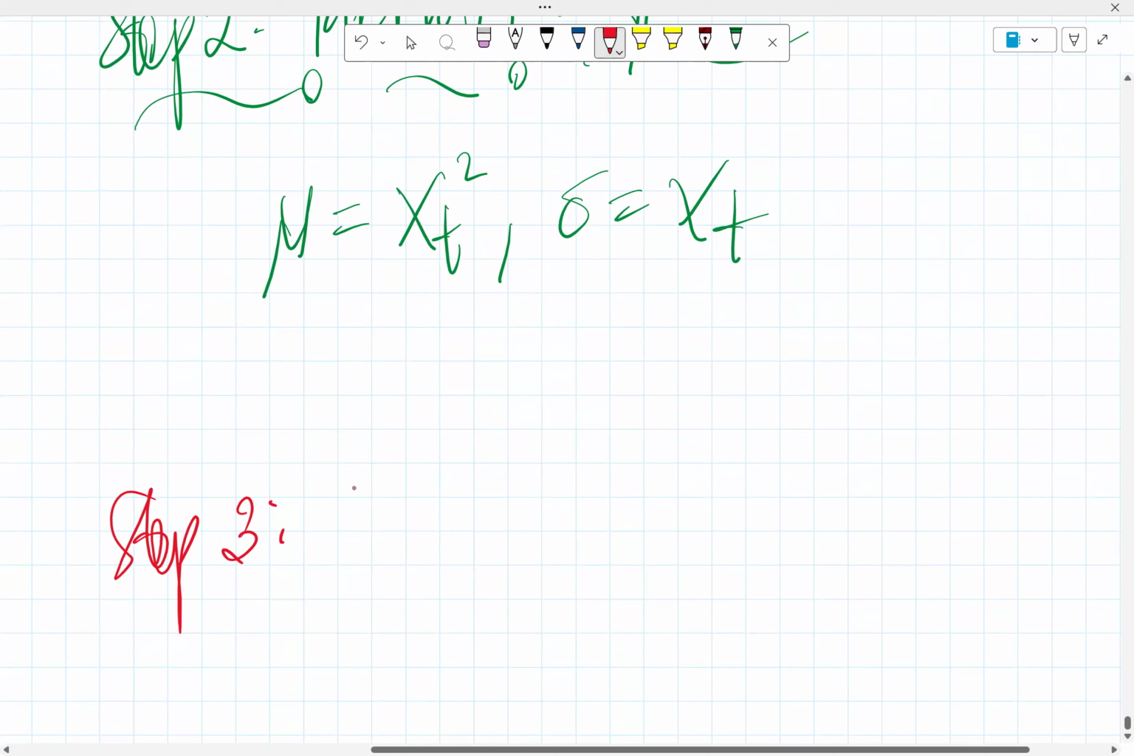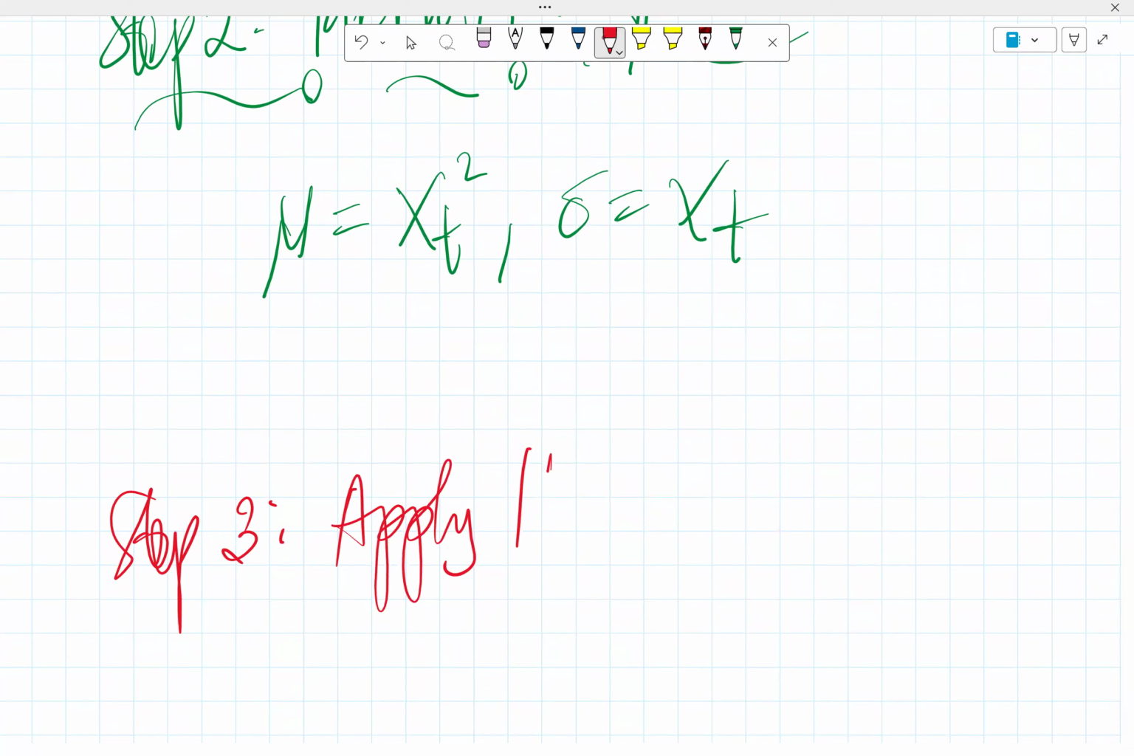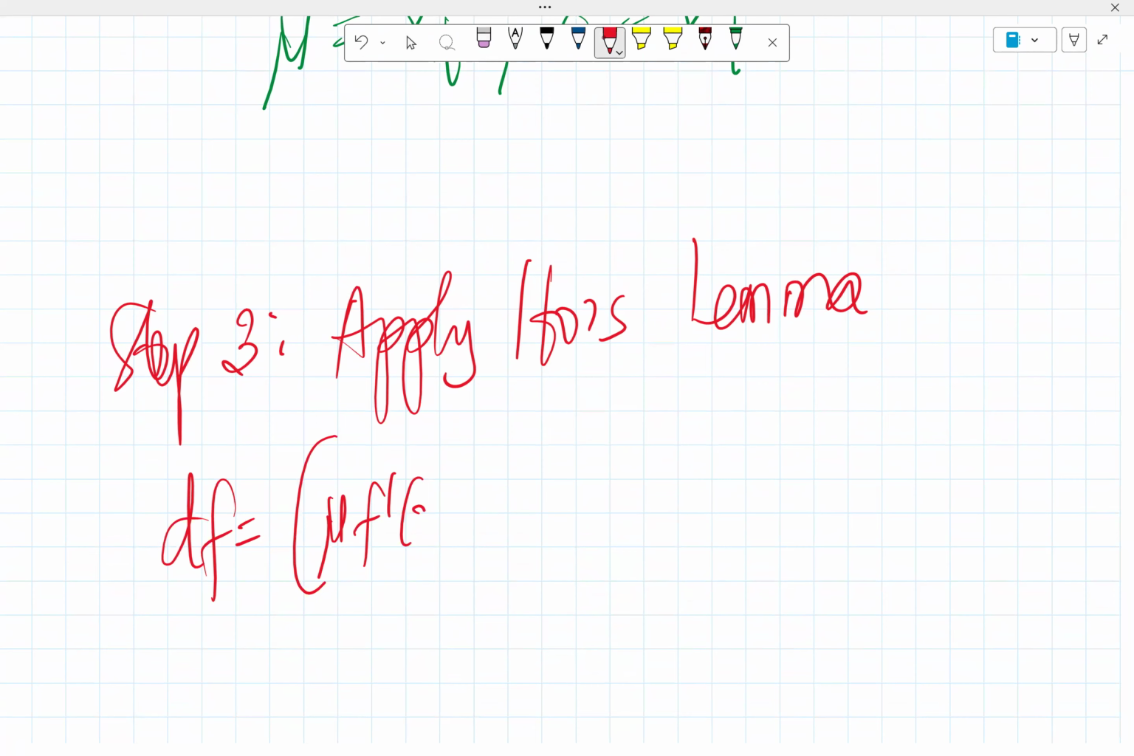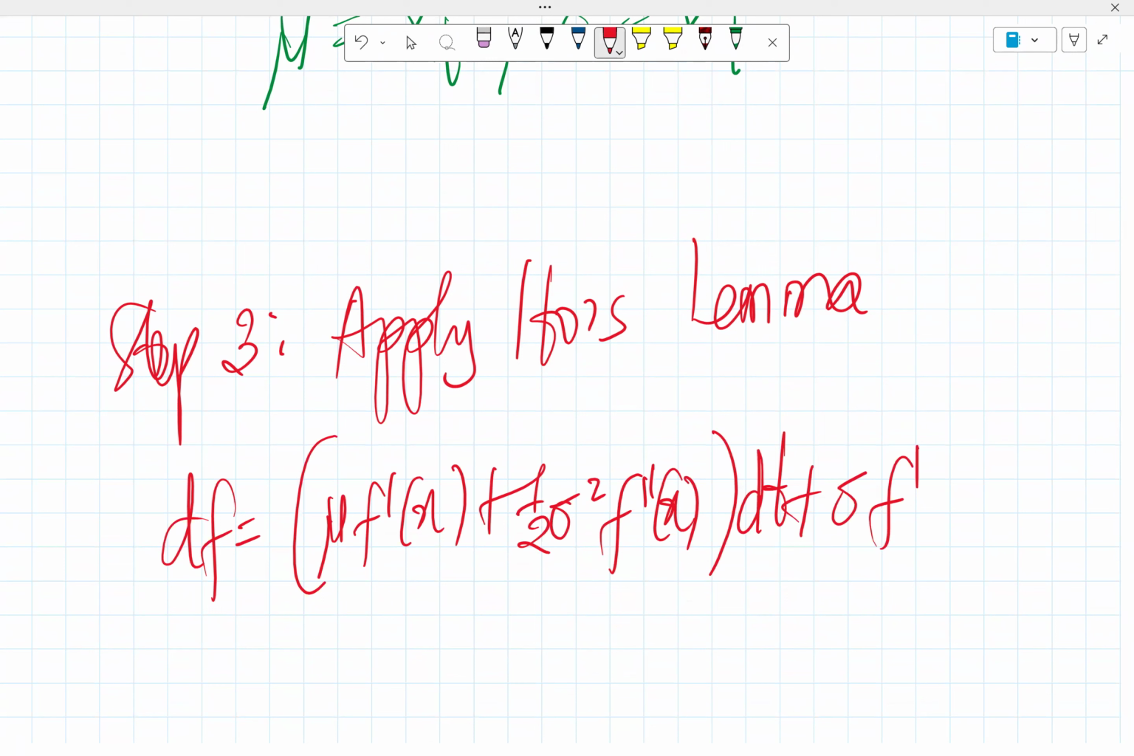Then we move on to step 3 now, where we apply Ito's lemma. Ito's lemma tells us that df is equal to mu f prime of x plus half sigma squared f prime prime of x dt plus sigma f prime of x dw sub t. Once that is in place, we now put everything we have in place and fix it all up.